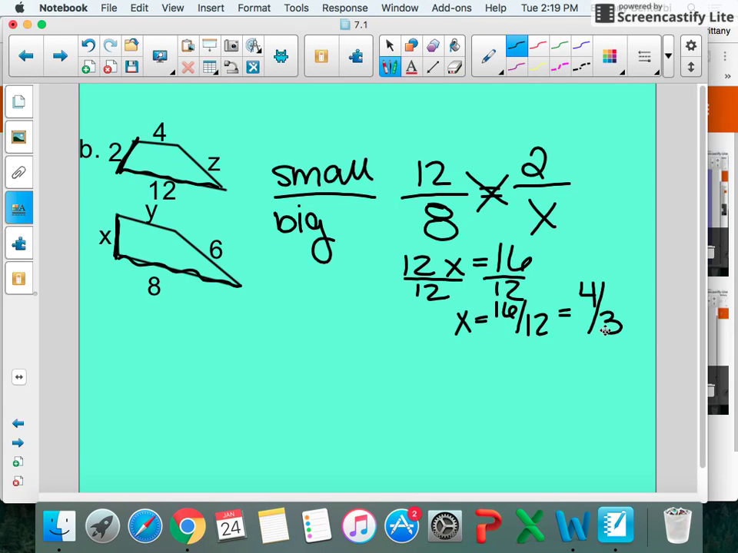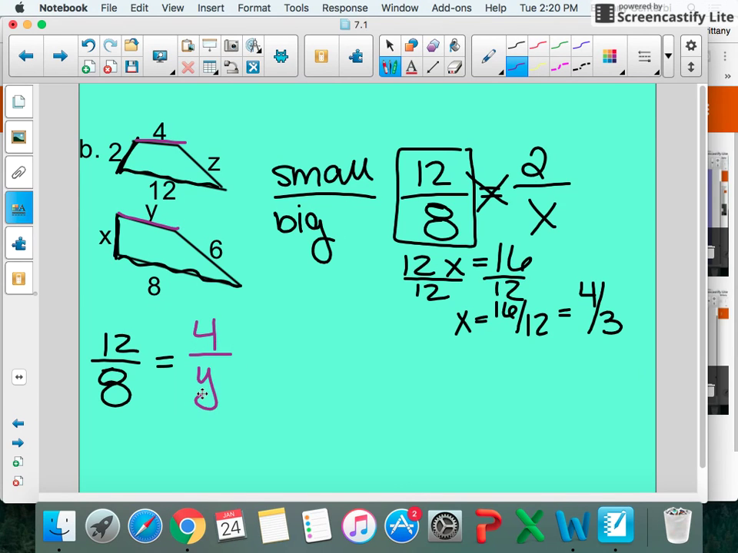Now I'm going to keep using this 12 over 8 because those are the 2 numbers that are automatically given in the picture. So I don't want to use my X just because it's a fraction and a decimal, so it'll just make all my work that much more difficult. So I'm going to stick with the 12 over 8. So now I'm going to pick a new side that I haven't done yet. So I'm going to do the 4. So 4 from the small one matches up with Y from the big one.